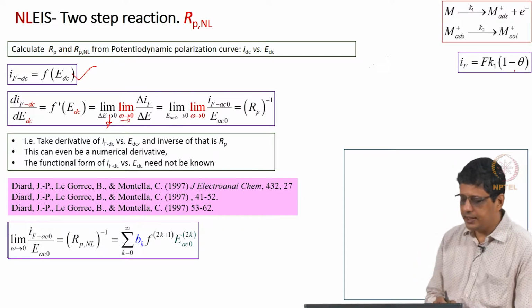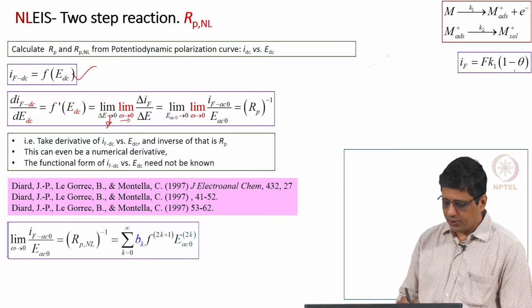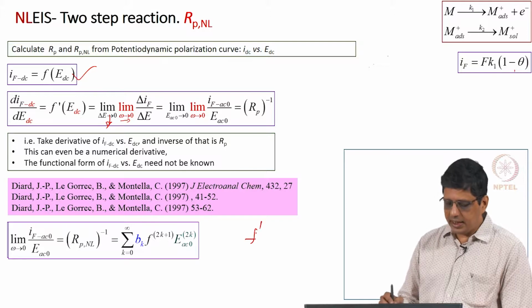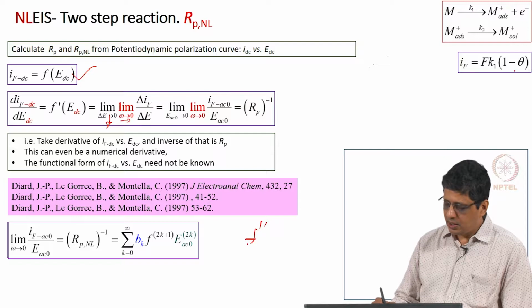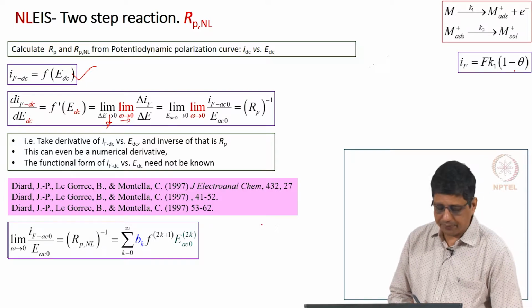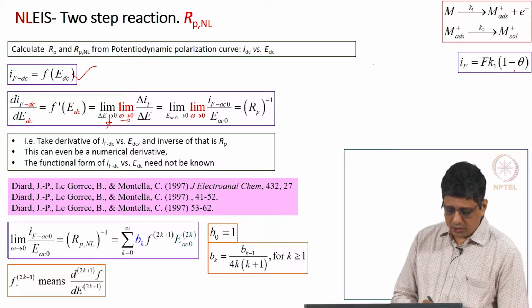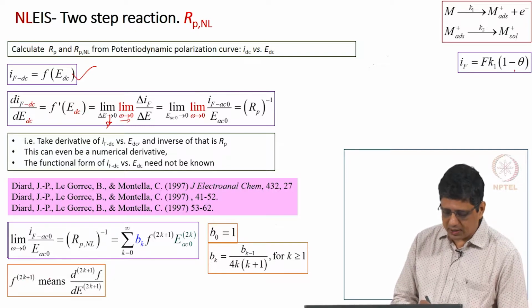They give it by a series, and out here F prime indicates the first derivative, F double prime will indicate the second derivative, and F^(n) indicates the nth derivative with respect to potential. So, F^(2k+1) means it is actually not F power, it is the nth derivative or the (2k+1)th derivative.